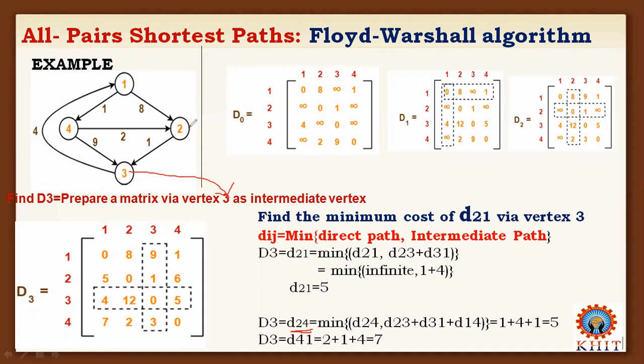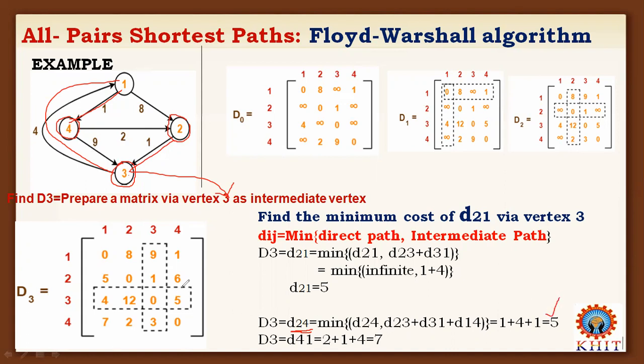Now, how to move from 2 to 4 through an intermediate vertex, we will see. There is a possibility of moving from 2 to 4 through intermediate vertex 3. How it is possible: 2 to 3, 3 to 1, and 1 to 4. So through the intermediate vertex we have moved here. The total cost is 1 plus 4 plus 1, which is 6. So now compare this with infinity.